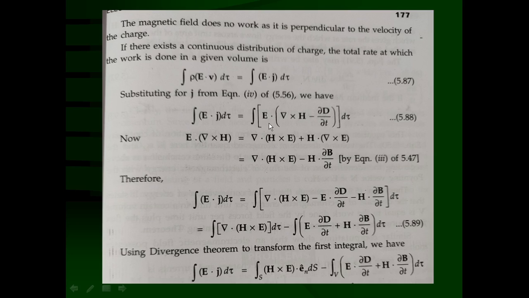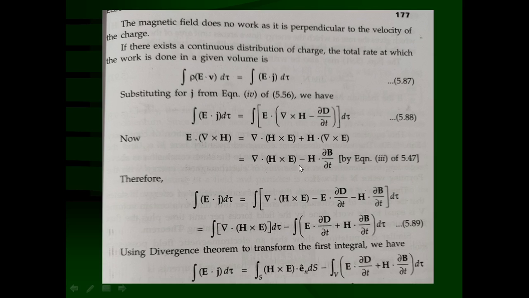Now the first term, E dot curl of H, can be converted into two different terms by using this vector identity: divergence of H cross E is equal to H dot curl of E minus E dot curl of H. Making E dot curl of H the subject of the formula, E dot curl of H is equal to divergence of H cross E plus H dot curl of E, that we can substitute here.